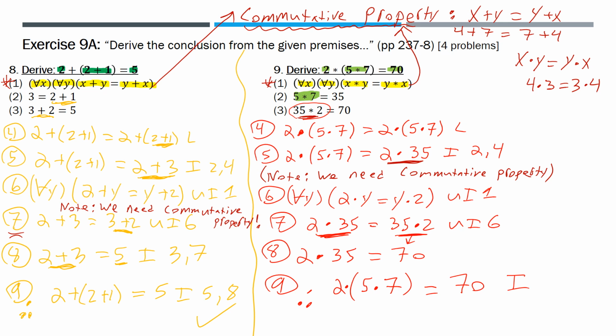I'm sorry, I should have put identity here too. That's identity. For line 8, it's the identity with lines 3, 7. For 9, we have the identity between lines 5 and 8.